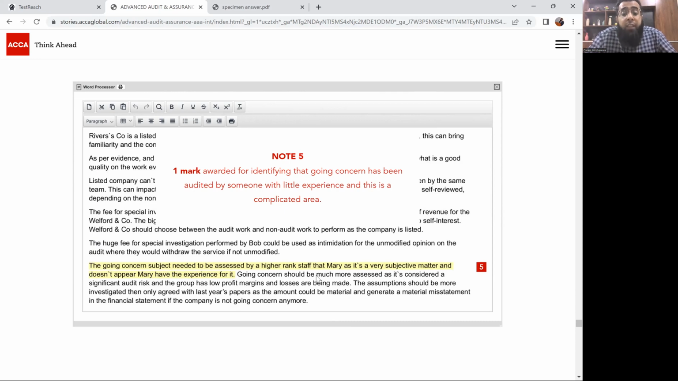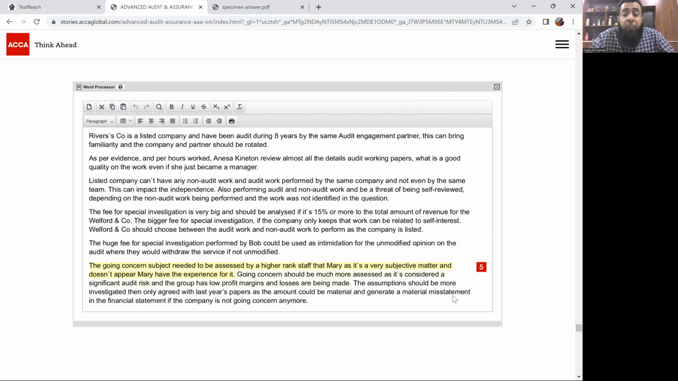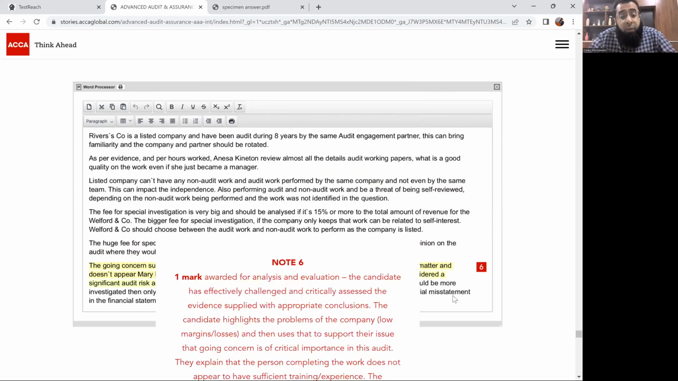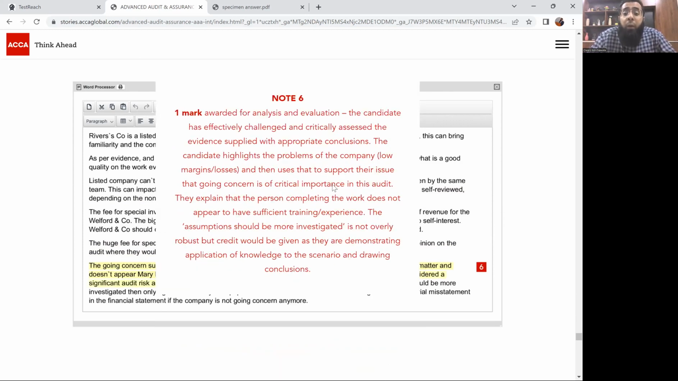Okay. Going concern should be much more assessed, as it is considered a significant risk and the group has low profit margin and losses being made. Here he should refer that only 5 contracts were reviewed. He should make it more specific. The assumptions should be more investigated than only agreed with last year papers, as the amount could be material and generate a material misstatement in financial statements. Okay, so here he referred to the point that he only referred to the last year assumptions. So again, 1 mark was awarded for analysis and evaluation.